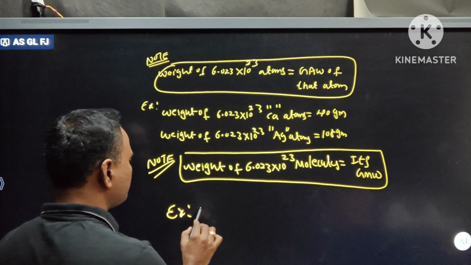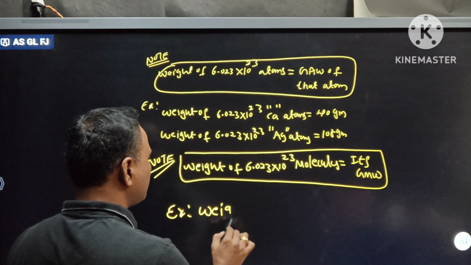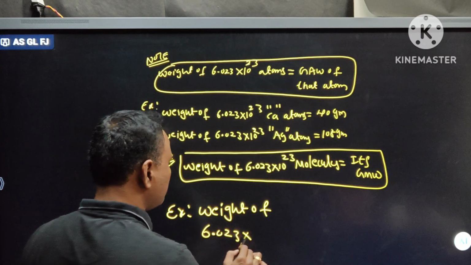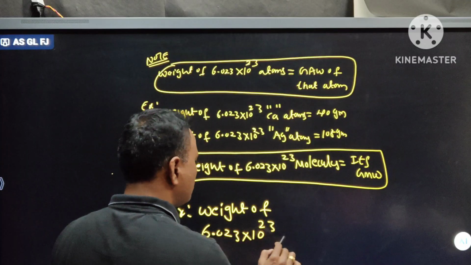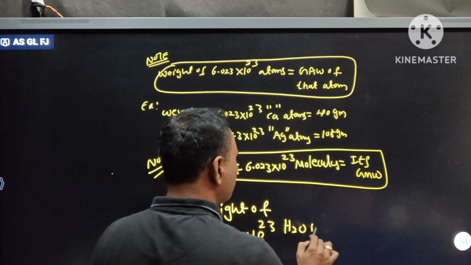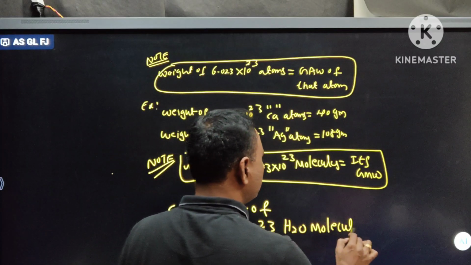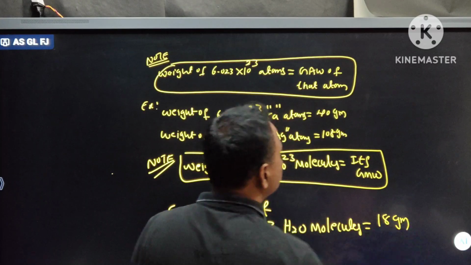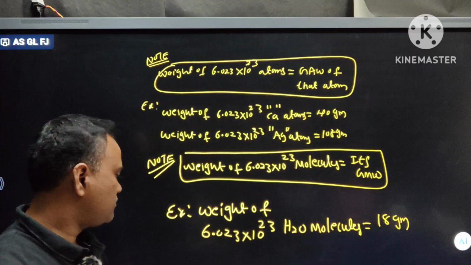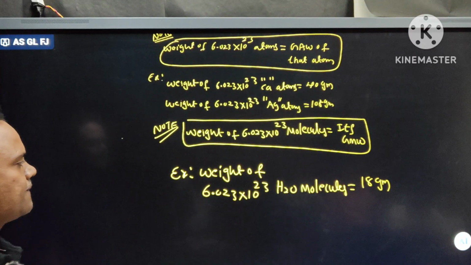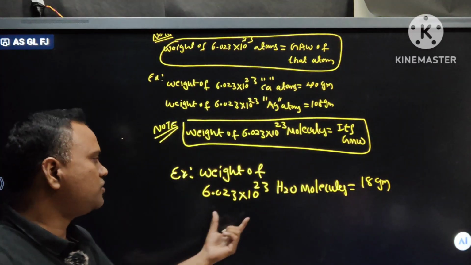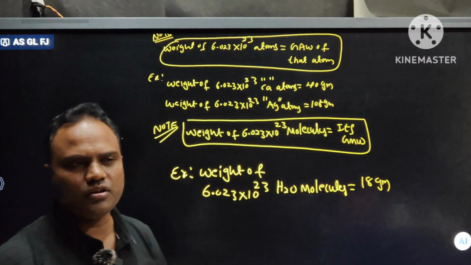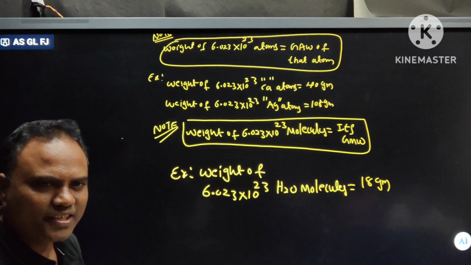Example, weight of 6.023 into 10 to the power 23 H2O molecules. Say the value. What is water's gram molecular weight? 18 grams. Clear? The weight of 6.023 into 10 to the power 23 water molecules is 18 grams. Are you getting it?